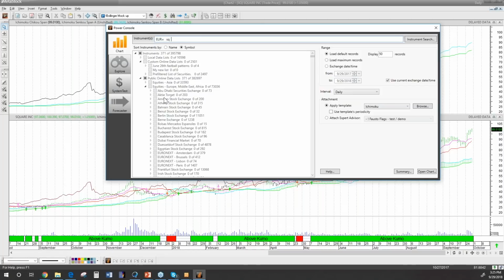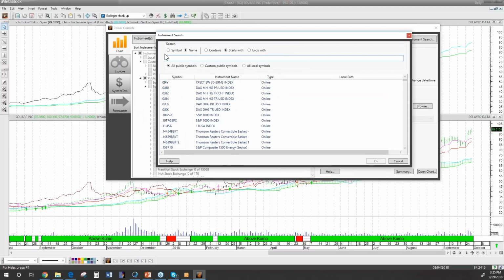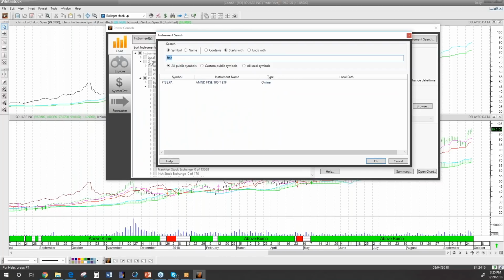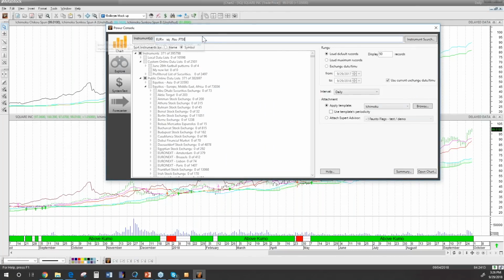And then I think .FTSE is the FTSE. Let me look that up, I just want to make sure. There's a little bit of an instrument search here. I'm going to search by the symbol. I know that it's FTSE. Nope. There we go, I was right, .FTSE. We'll go ahead and open that up. And that's probably enough. We won't have time to look at 4 today because we're going to spend most of the time actually looking at different symbols.